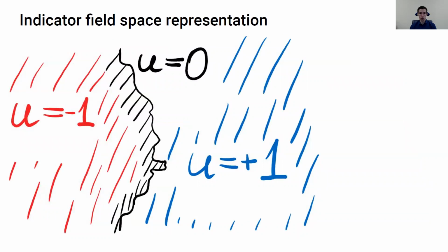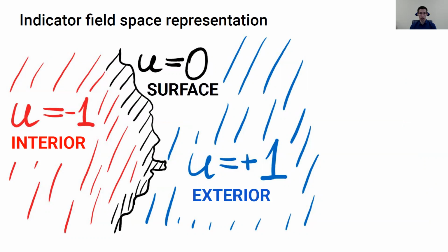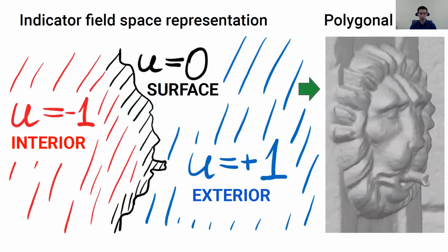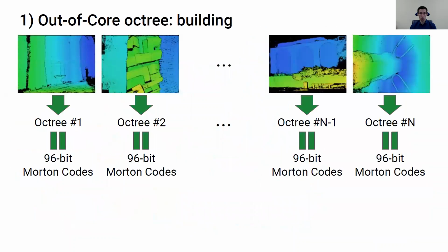The main idea is to use an indicator field as a scene space representation. It will be -1 in interior space, +1 in exterior space, and 0 on the reconstructed surface. The resulting surface can be extracted into triangles with the Marching Cubes algorithm. But in order to find the most plausible indicator field based on depth maps, we first need to discretize our scene space. For this, we need to build an octree.